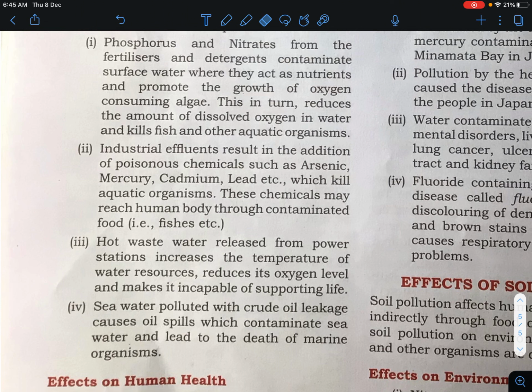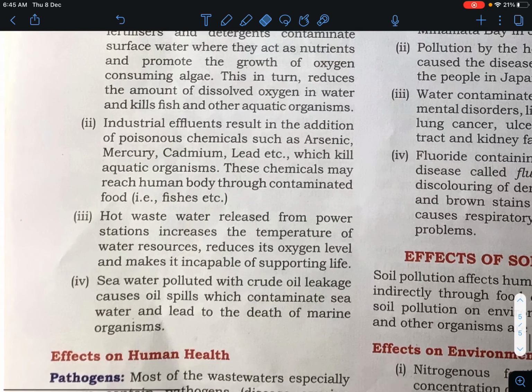Industrial effluents result in the addition of poisonous chemicals such as arsenic, mercury, cadmium, and lead, which kill aquatic organisms. These chemicals may reach the human body through contaminated food.